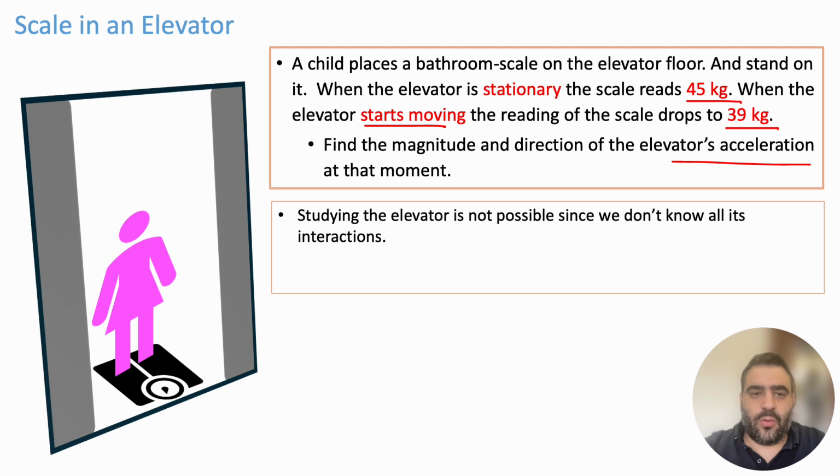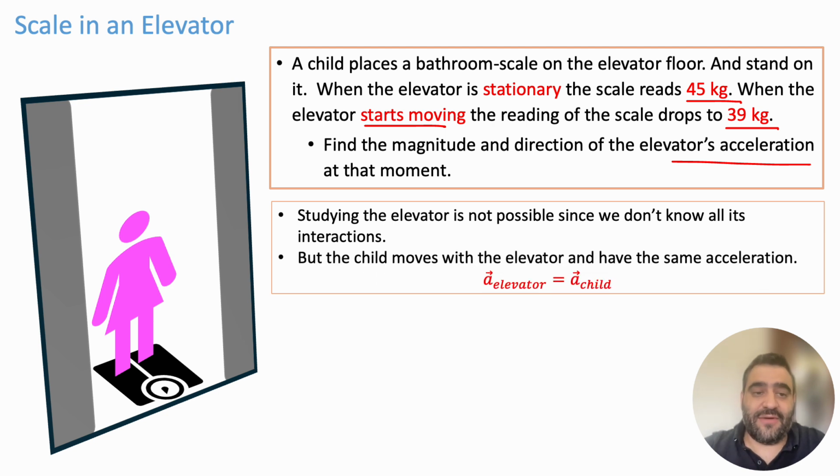However, we can see that when the elevator moves, the child inside the elevator is going to move with the elevator. So the child's acceleration is equal at any time to the elevator's acceleration. So if we are able to find the child's acceleration, and it's much easier for us to study the child, we know what is the elevator acceleration.